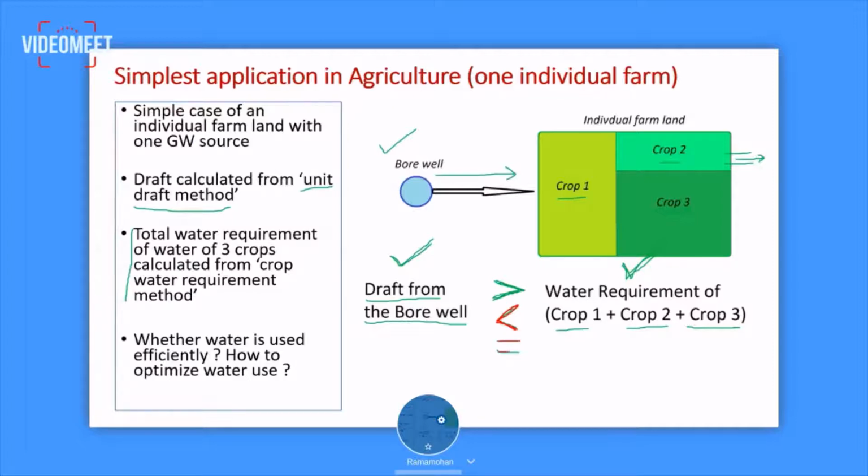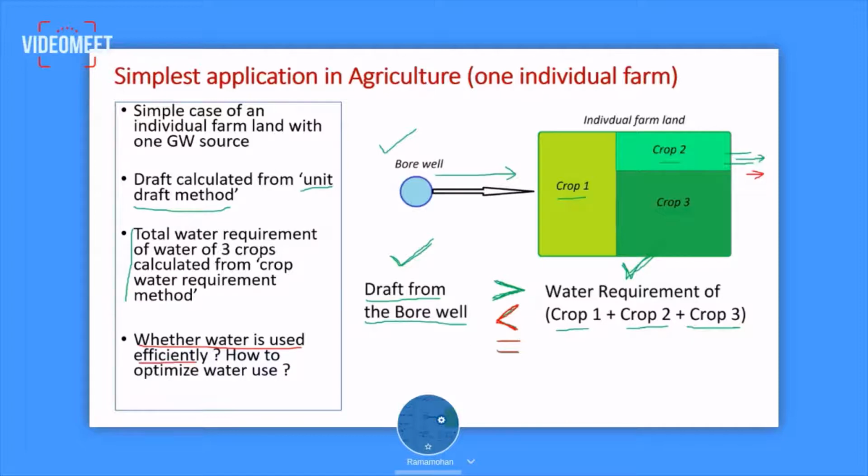Then the third case is the equal case. That means you are precisely drawing the amount of water that is required for irrigation. So there is no excess flow at all, and just sufficient water is drawn. So all these three cases are possible. But these are the questions that we ask here: whether water is used efficiently.